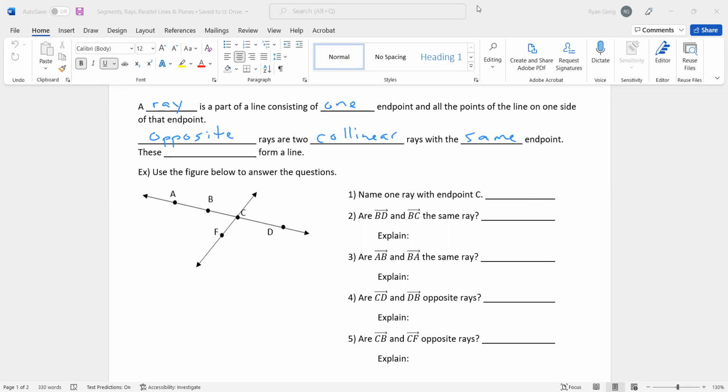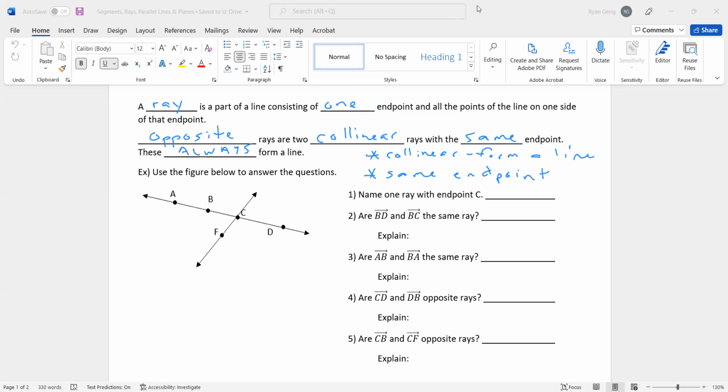First of all, these always form a line. Opposite rays always form a line. So there are two parts to the definition for opposite rays. Part one, they have to be collinear, which is where that last part comes in. They have to form a line. So together, the two rays would form a line. And the second thing is they have to have the same endpoint. That's the one that gets people a lot, that part of the definition. I'll show you that here in a little bit.